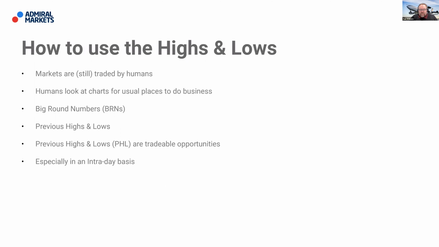And so with that, as a reversal or mean reversion trader, what we talked about is how markets are still traded by humans. Increasingly we have algos doing some of the execution, but even those robots and algos are primarily programmed by humans. And humans are looking at charts for the usual places to do business. What we see is that things like BRN, big round numbers, become of interest to us, and also previous highs and lows. That might be previous highs and lows of days, of sessions, of weeks, of months, even of years. And they become tradable opportunities, especially on an intraday basis.